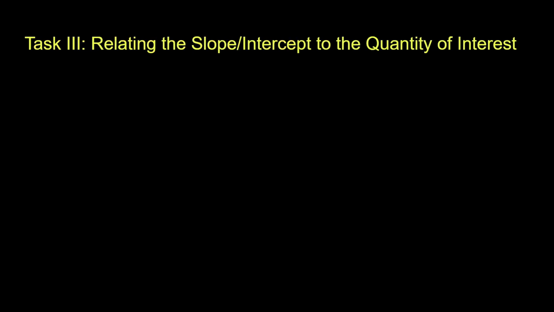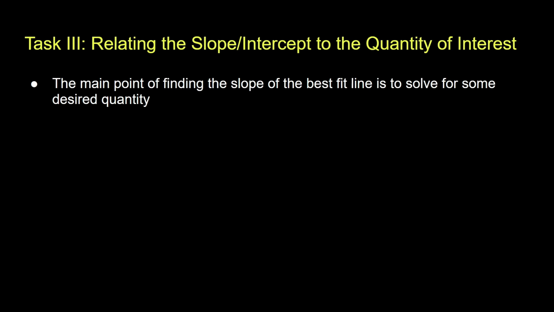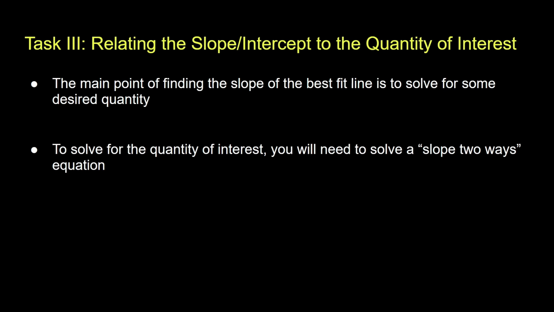All right, after you do your best fit line and find the slope, you've got to relate the slope to the thing we actually want to calculate. The main point of finding the slope of the best fit line is to solve for some desired quantity. To solve for the quantity of interest, you've got to solve a slope-two-ways problem, where you find the slope of your model. That's before you did the best fit. That's the thing that told you this was a good relationship to graph. So it's the slope in terms of variables.